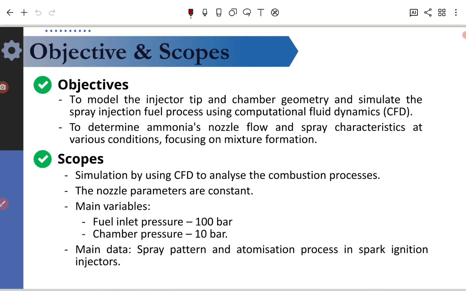So from there, the objective of this project is first to model the injector tip and chamber geometry, then simulate the fuel spray injection process using computational fluid dynamics, and then from the simulation, we want to determine ammonia nozzle flow and spray characteristics at various conditions, focusing on mixture formation.